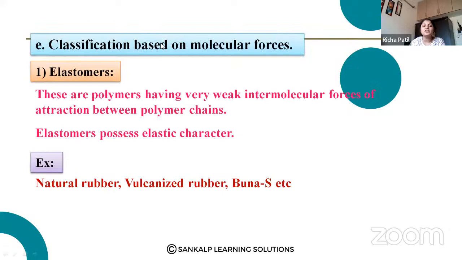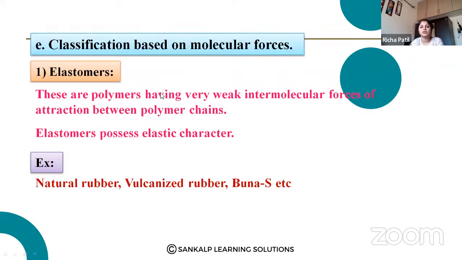Next, classification based on molecular forces. What is the classification? First is elastomers. These are the polymers having weak intermolecular forces of attraction between the polymer chains.